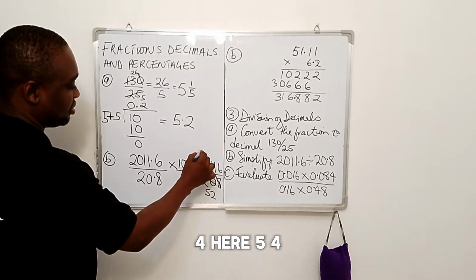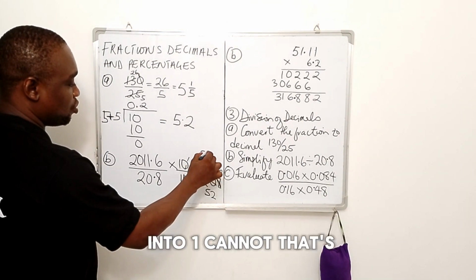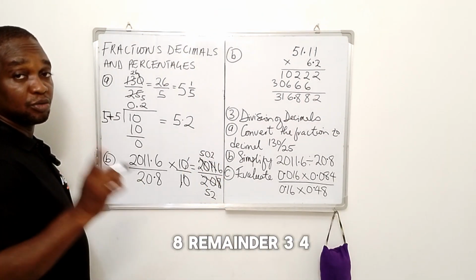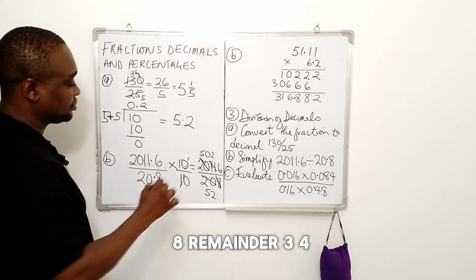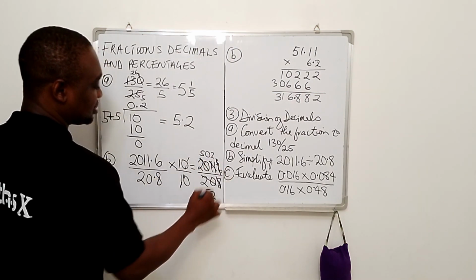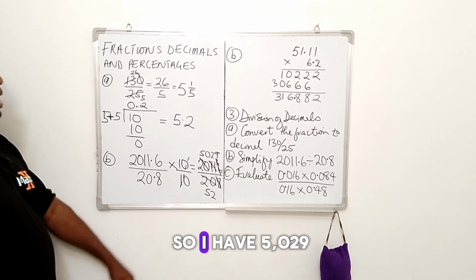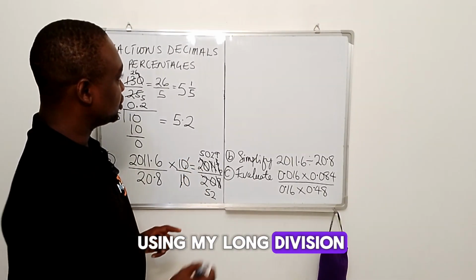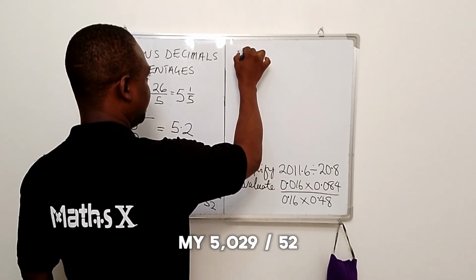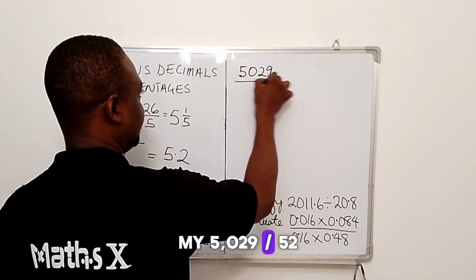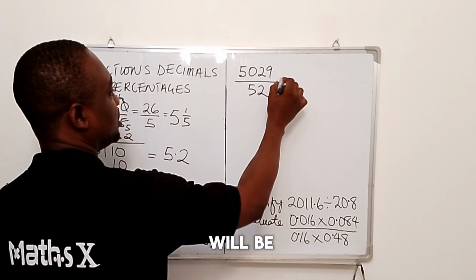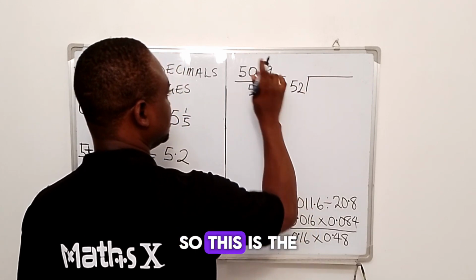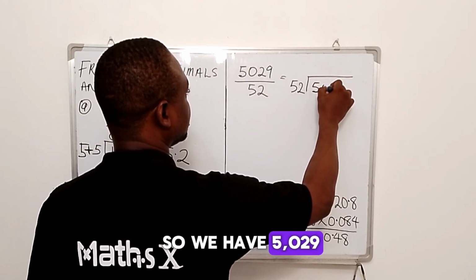4 here, 5. 4 into 1 cannot, that's a 0. 4 into 11, that is 2 times 8, remainder 3. 4 into 36, that is 9 times. So I have 5,029 divided by 52. I'm still going to be using my long division. So 5,029 divided by 52 will be, by long division, 52 as my divisor. This is the number to be divided. So we have 5,029.